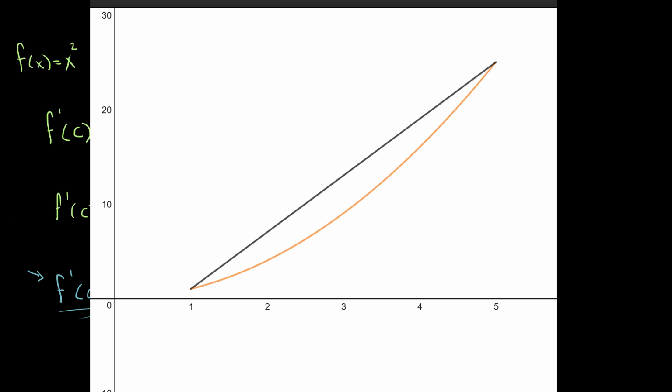And like always, we can go ahead and support this with the graph. Take a look at that graph. I only graphed from 1 to 5. And then look at that secant line and look at that tangent line at x equals 3. They are parallel. The mean value theorem holds true.